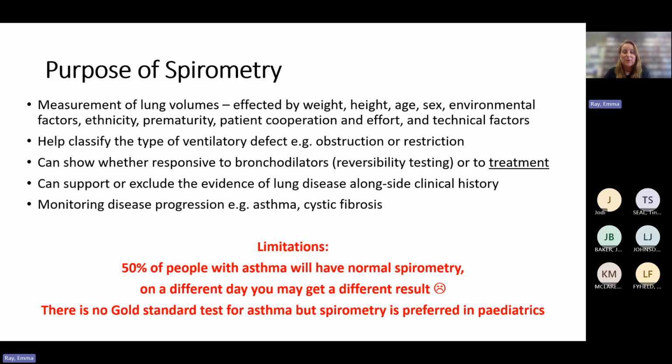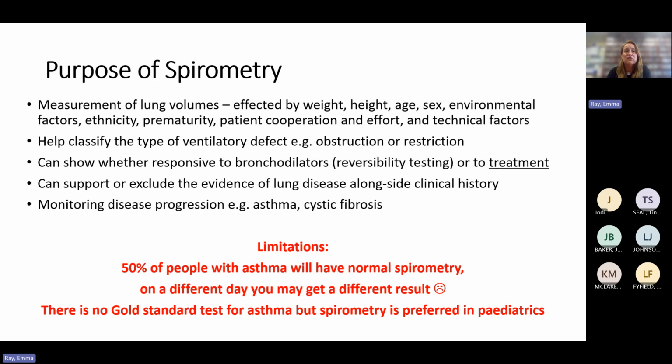As with all tests with asthma, unfortunately, they're not perfect, and on the day of the tests, it's estimated that approximately 50% of all patients will have a normal spirometry. And particularly if they've started treatment anyway, it might be completely normal. So on a different day, you might get a different result. That also reflects the variability of asthma. So you have good and bad days in asthma. Sometimes you can be absolutely fine, and then your asthma gets worse.